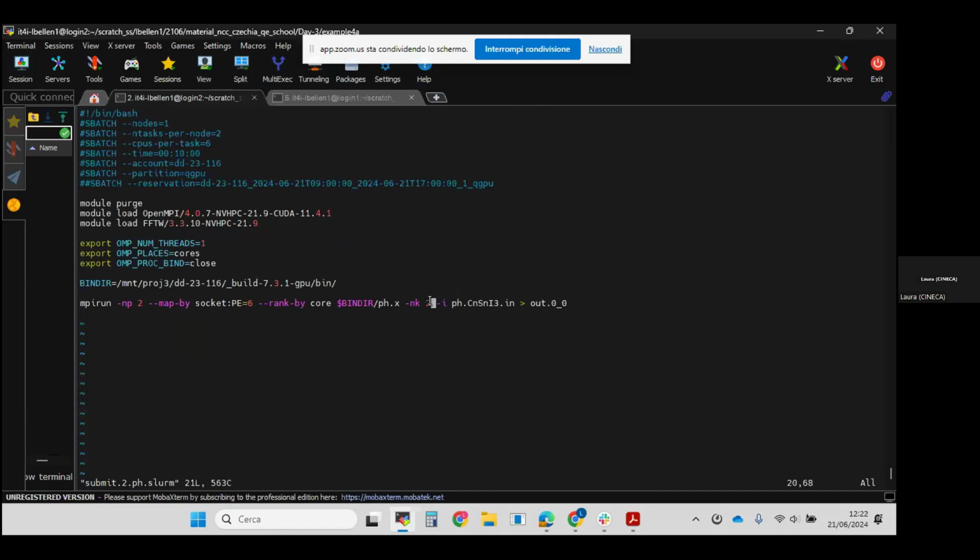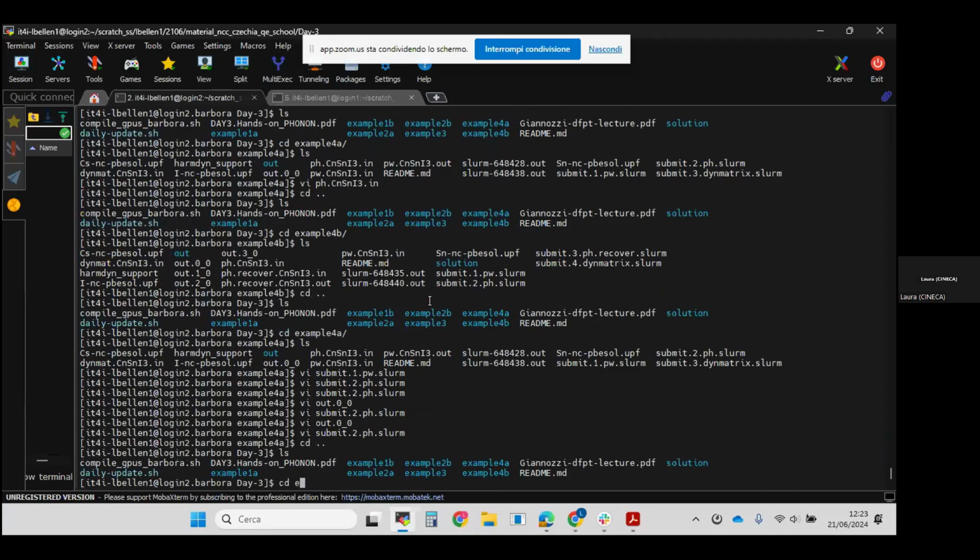Please do not activate RNG, so use a total number of MPI tasks equivalent to the total number of pools, because otherwise the communications will make the computation longer. So this system is not big enough to use RNG efficiently. So just use a number of MPI tasks which is equivalent to the number of pools.